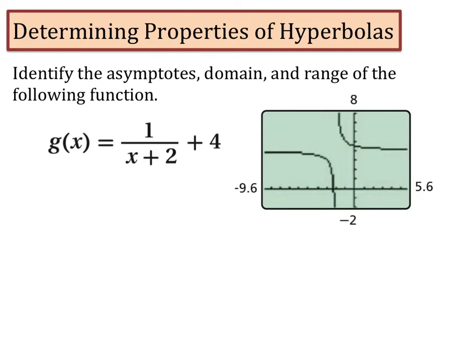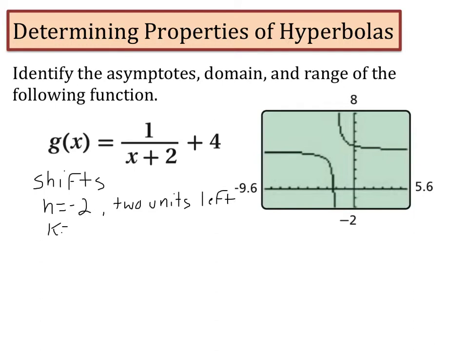Now that we have an idea of what's happening with the shifts, we can look at any hyperbola and identify the asymptotes, the domain, and the range of the function. So in the function g of x equals 1 over x plus 2 plus 4, we know that there's going to be 2 shifts. Since h equals negative 2, this function moved over 2 units to the left.